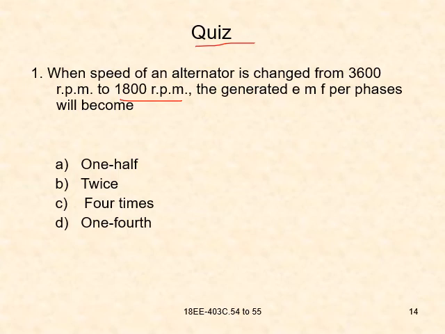We'll see the answer. It gets twice. When the speed of the alternator is changed from 3600 rpm to 1800 rpm, the generated EMF per phase will become twice.